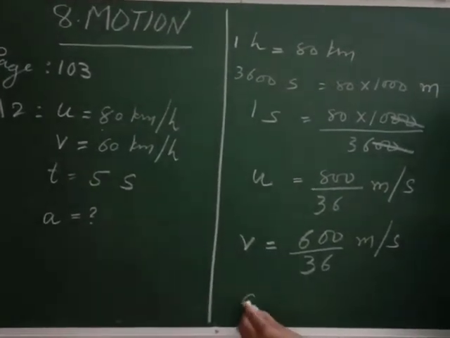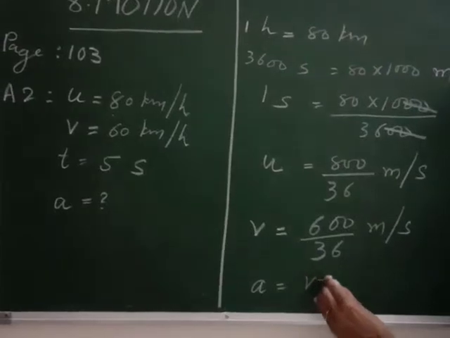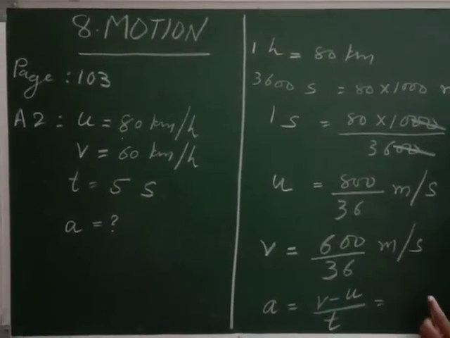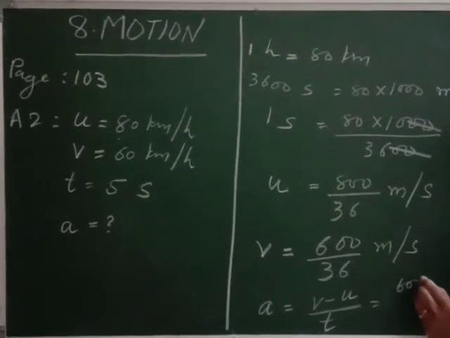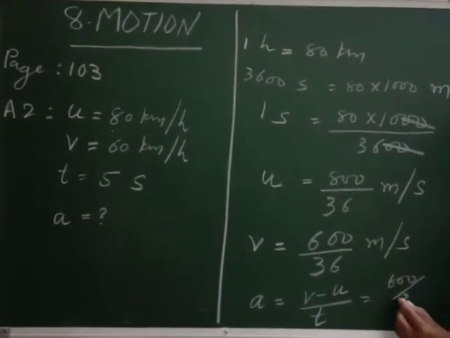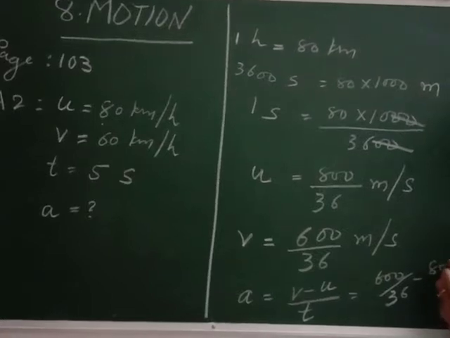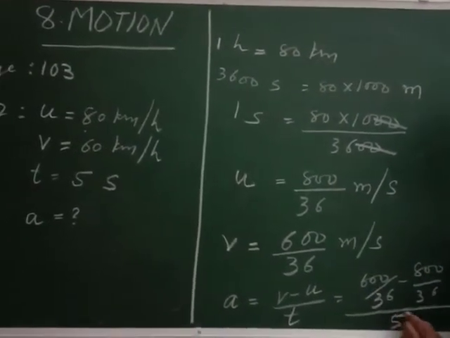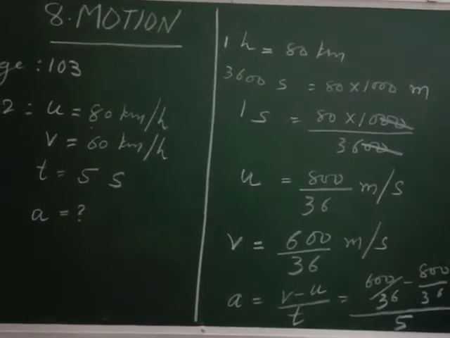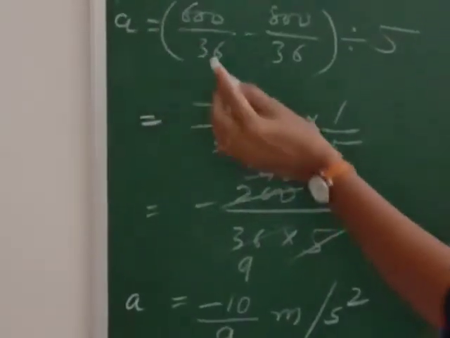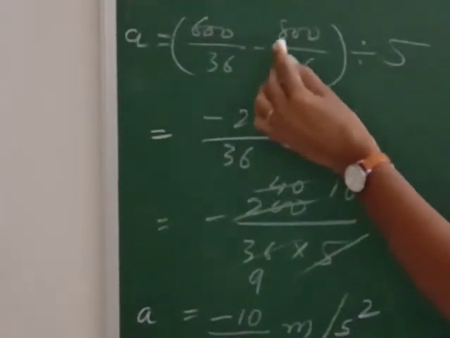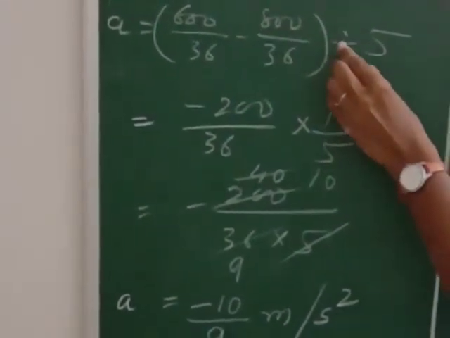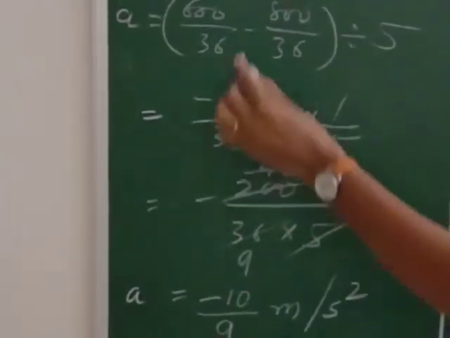Now I will use the formula: A is equal to (V minus U) by T. What is my V? 600 by 36 minus 800 by 36, divided by 5. We have to solve this. So A is equal to (V minus U) divided by T. Now they are in fraction form, so I had written divided by 5 like this.